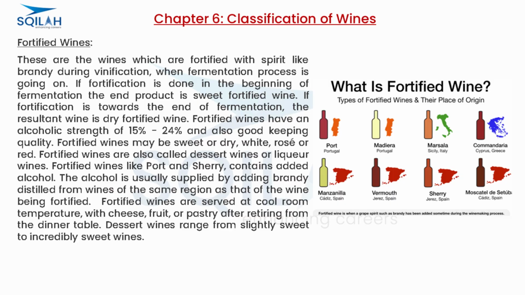Fortified wines like port and sherry contain added alcohol. The alcohol is usually supplied by adding brandy distilled from wines of the same region as that of the wine being fortified. Fortified wines are served at cool room temperature with cheese, fruit, or pastry after retiring from the dinner table. Dessert wines range from slightly sweet to incredibly sweet wines.